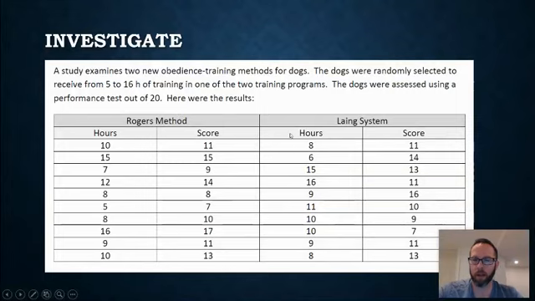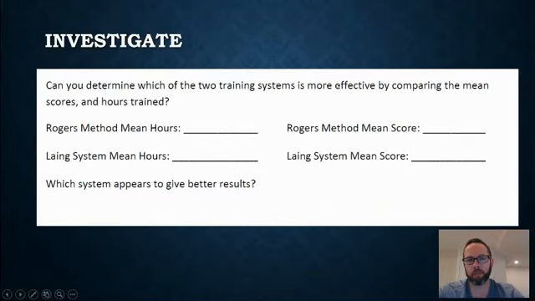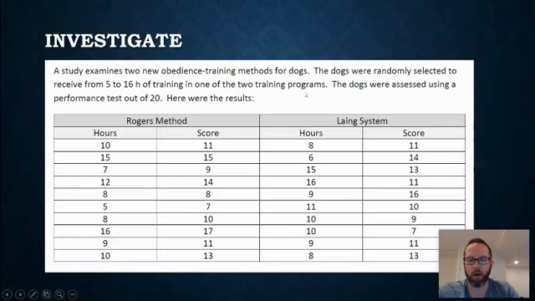So what we'd like to do is see which system is better. If we had a dog we wanted to get trained, we'd want to make an educated decision and find the best method, right? So to start off, let's use the tools we have at hand. Let's find the average hours trained and the average scores. Maybe we can see what does better. Because say they each train for 10 hours, but the average score for Rogers is 16 and for Lang it's 12, then we could probably say that Rogers is better. But right now, just looking at the raw data, we can't really tell anything.